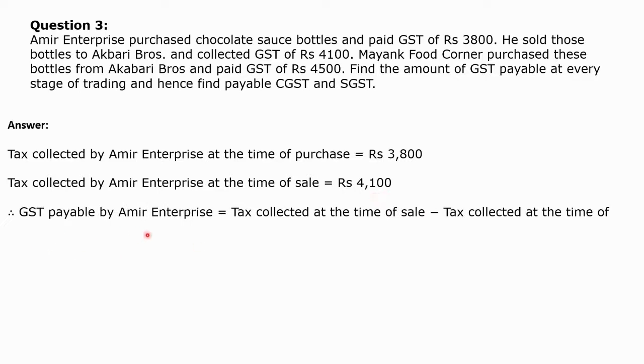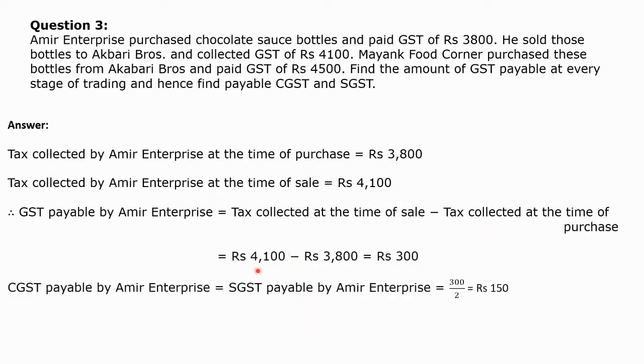So GST payable by Amir Enterprise will be tax collected at the time of sale minus tax collected at the time of purchase. That will be 4,100 minus rupees 3,800, and that will be rupees 300. So this is the GST payable by Amir Enterprise. The CGST and SGST will be half of rupees 300, and half of 300 is rupees 150.